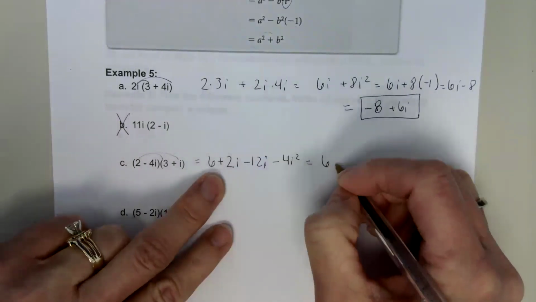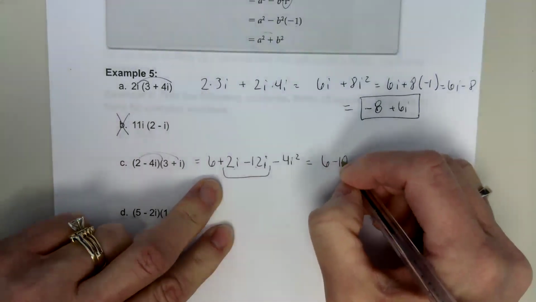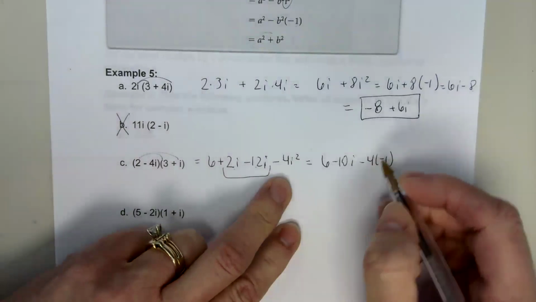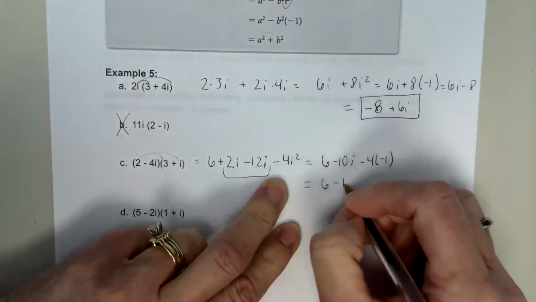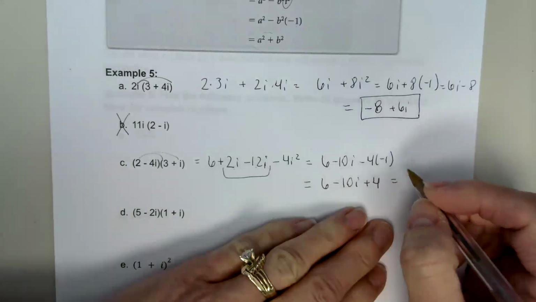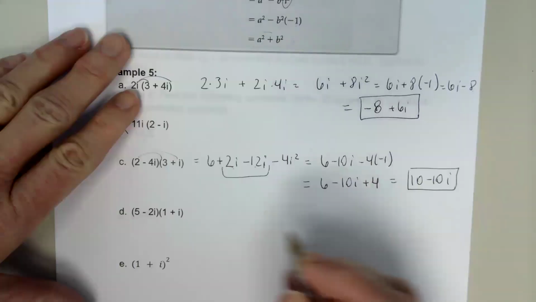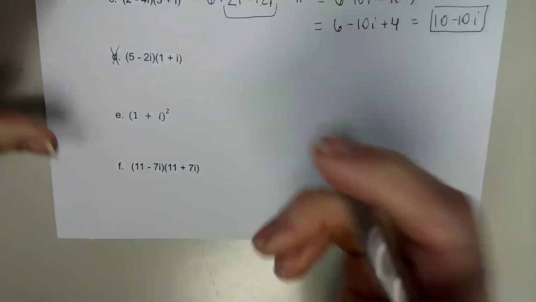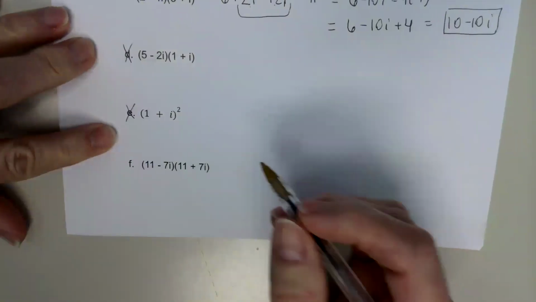So we have our constant of 6. We have our like terms: 2i minus 12i is a -10i. And then -4, the i squared is a -1. We cannot forget that the i squared is a -1. So this is 6 minus 10i plus 4. And so this simplifies to 10 minus 10i. So B, C, and E are all going to be on the extra video.